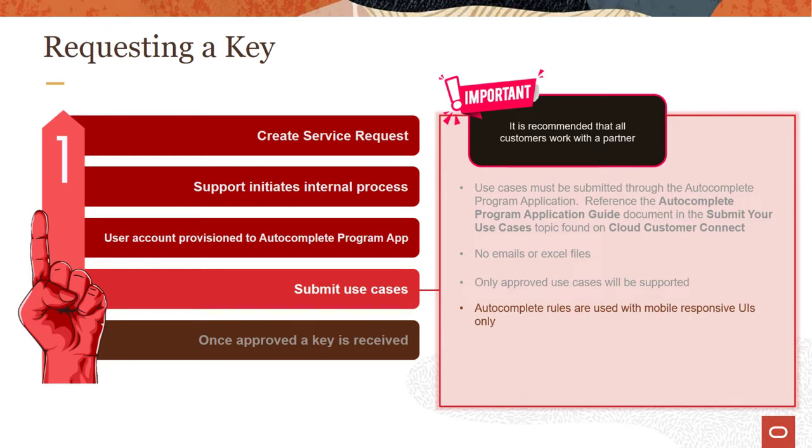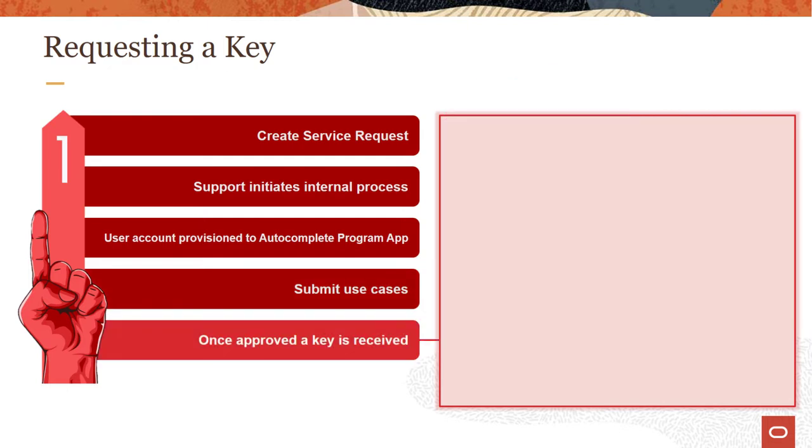When creating your use cases for submission, keep in mind that autocomplete rules can only be applied to mobile responsive user interfaces. Once your use cases are approved, you will receive approval keys in the autocomplete program approval, the instructions on how to enable the autocomplete rules tool, and details on methods to request any additional information.